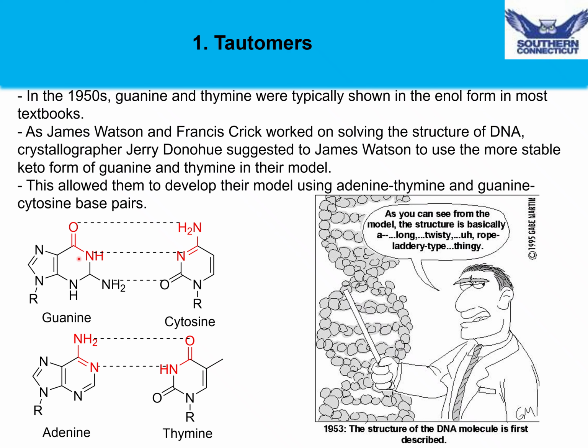So by using the more stable keto form of guanine and cytosine, we can draw the base pair that we see on the screen here between guanine and cytosine. It involves three hydrogen bond interactions. And then using adenine and thymine in the forms that we see here, we can have two hydrogen bonding interactions, as shown.